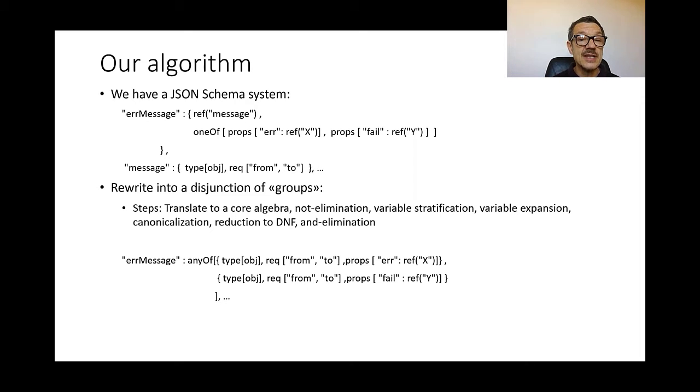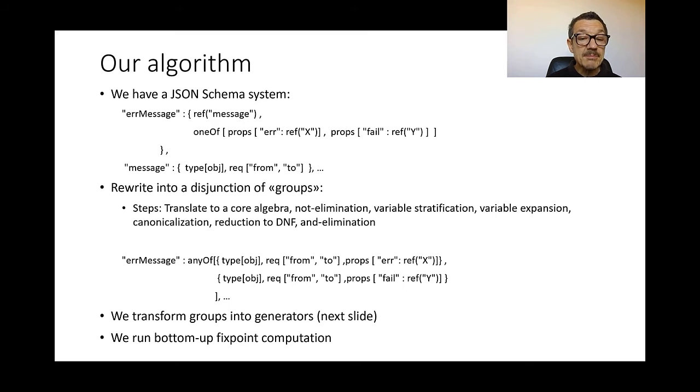This requires a long sequence of normalization steps. And then we have the second step. In this second step, we transform each group into a generator, a machine to generate witnesses. This is quite an interesting step that we are going to present in the next slide. And finally, we run a bottom-up fixed point computation. We associate each variable to an empty set of witnesses, and then we use the witness generators in order to grow these sets of witnesses up to a fixed point.